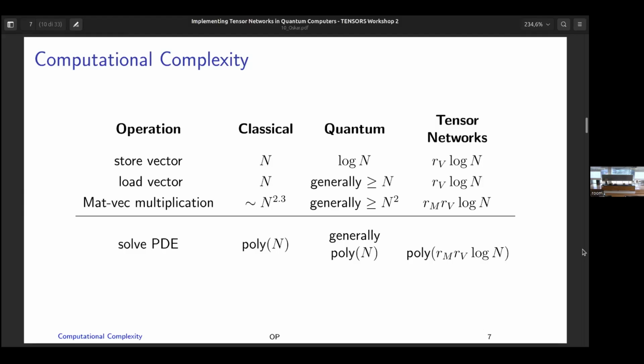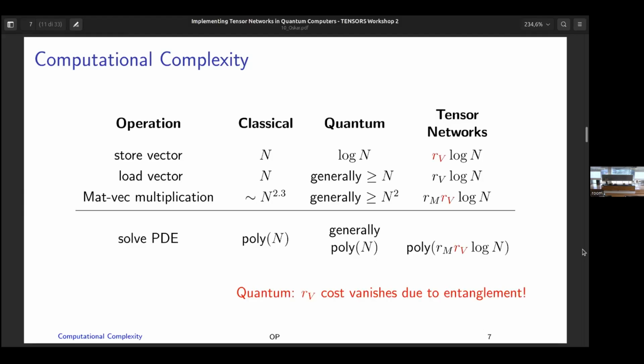But the good thing is that on a quantum computer, the rank of our vector vanishes because of how we have encoded the vector. So the entanglement helps us, and we don't have to count the rank of the vector when we want to solve the PDE. And the idea is, we start from an easy state, from our classical state that we can load from our classical world, and evolve the PDE on a quantum device.